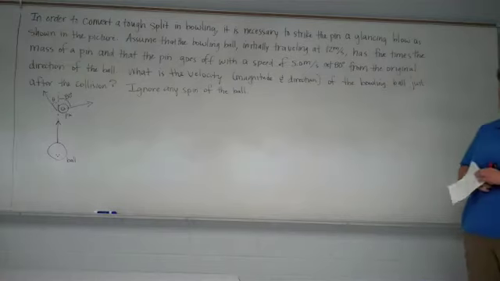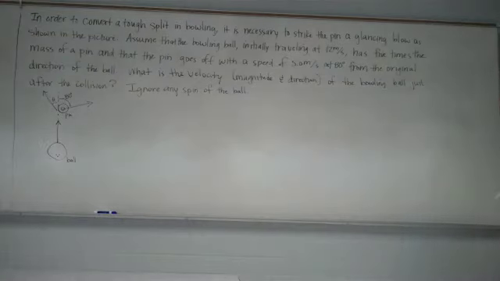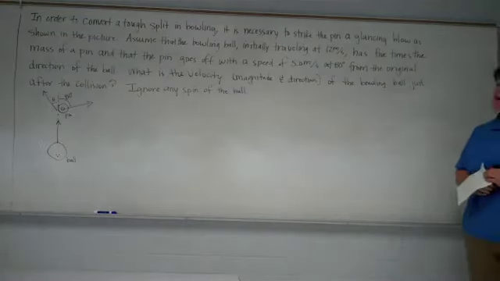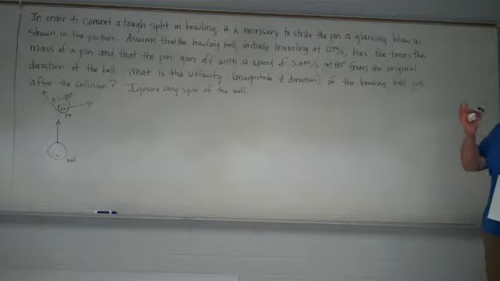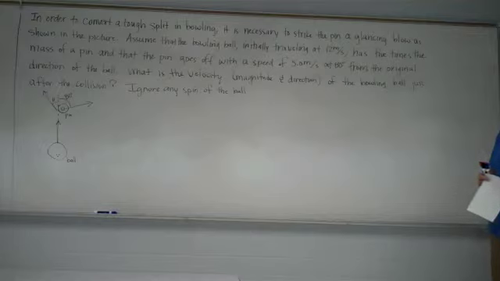We have our bowling ball. In order to convert a tough split in bowling, it's necessary to strike the pin at a glancing blow, meaning you're letting the ball just hit the very edge of the pin, so the pin will take off at a very large angle. So assume that the bowling ball was initially traveling at 12 meters per second, and we'll assume that it has 5 times the mass of a pin.